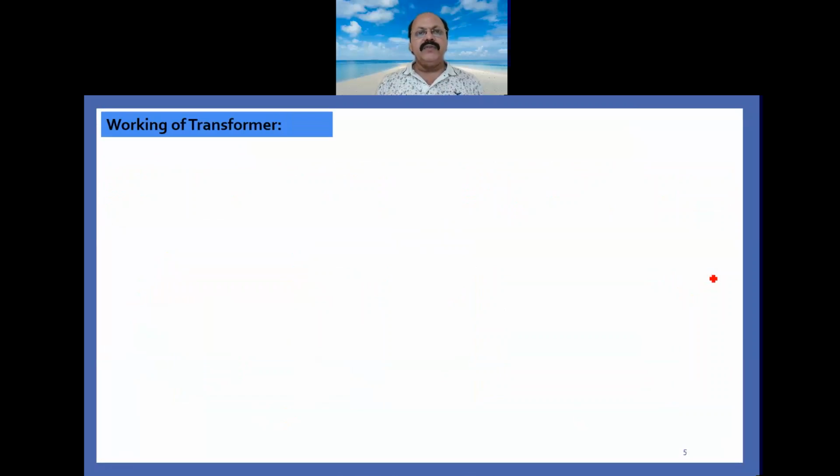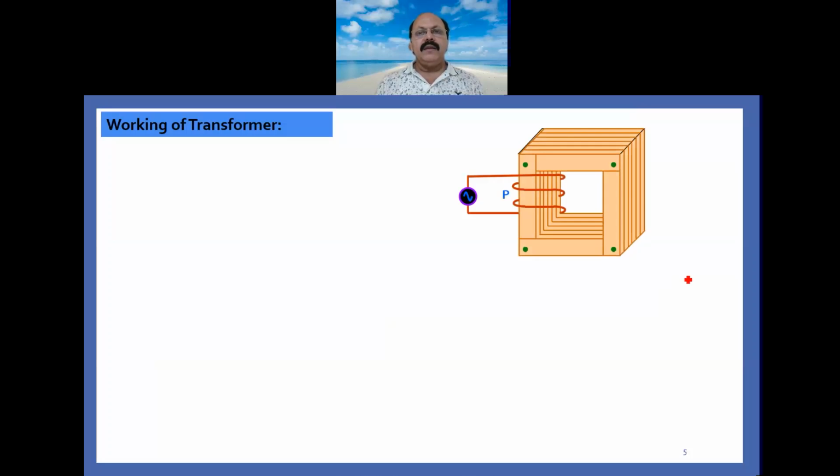Now the working of the transformer. You can see here the diagram of the transformer. As I already explained, there is one primary coil, and across the primary coil the input is connected, and the other coil is the secondary coil. Across this a load resistance is connected, and these two coils are wound onto the separate limbs of the iron core of the transformer.